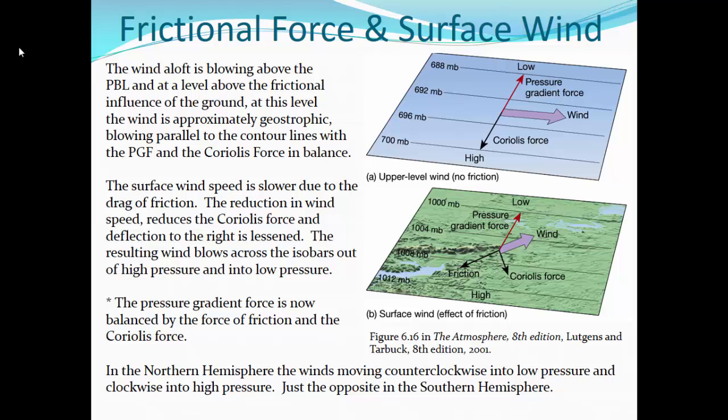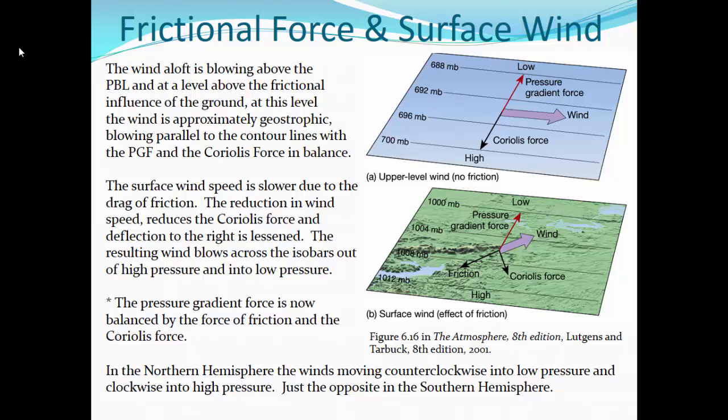Here is another illustration of how the force of friction affects surface winds. Again, A, the upper level wind, no friction. The Coriolis force and the pressure gradient force are in equilibrium. The net is zero, and the wind blows parallel to the contour lines, a nice long purple line with a fast-moving wind.